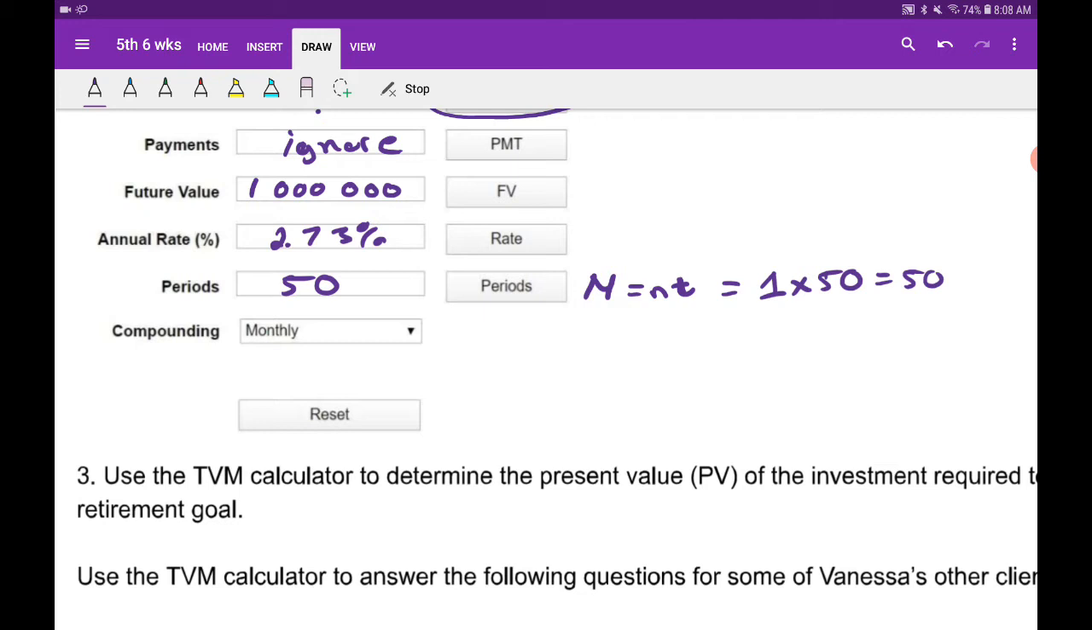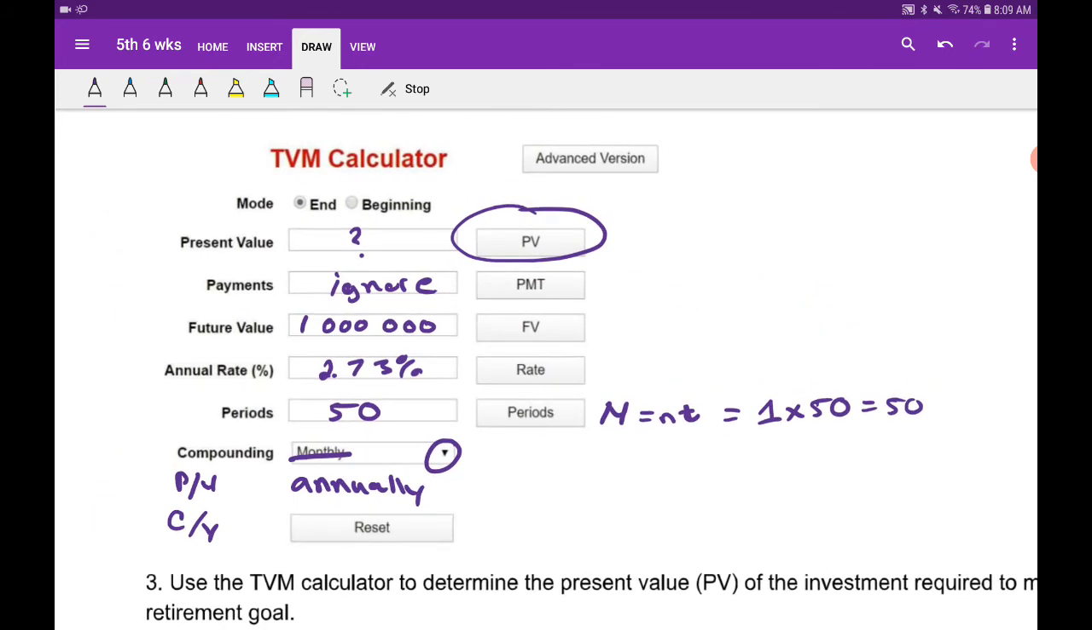All right, and then this is our payments per year and our compounds per year. If I can make a slash. Okay, and that's a drop-down menu. So what we're going to do is press that arrow, and we're going to put annually, instead of monthly. And that's basically how it's going to work here. So you'll see me put those into the calculator here in just a moment.